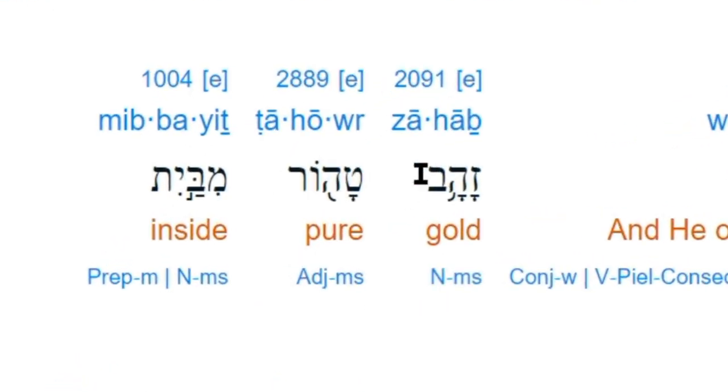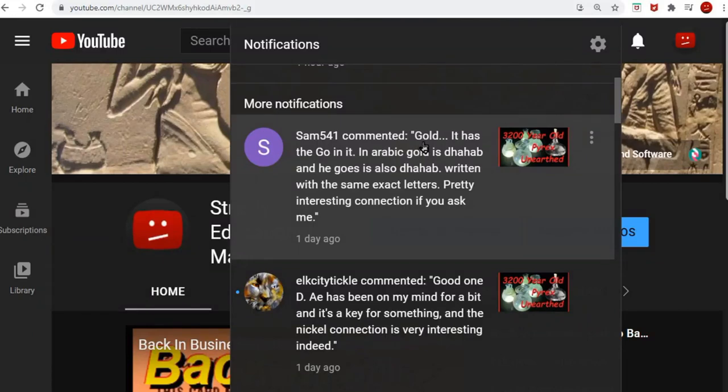The wear is in. Sam says the gold, it has the go in it. In Arabic, gold is dahab. That's the da and the EB or EV zev, the same letters. And he goes in is also dahab, written the same exact letters.